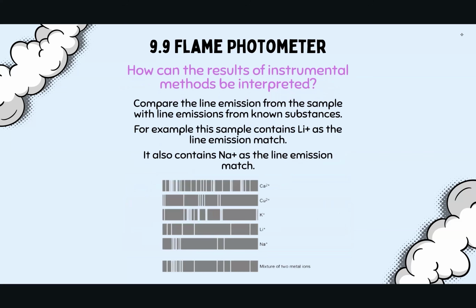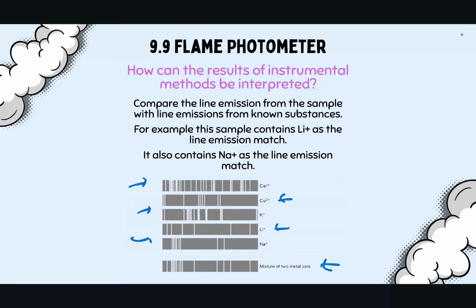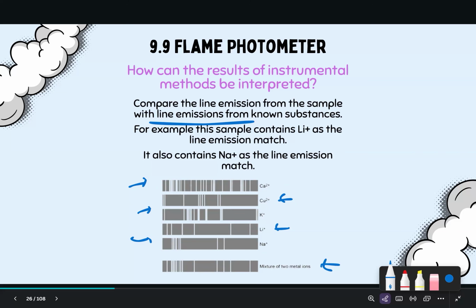So this is what the line emissions look like. You can see what calcium 2 plus looks like, copper 2 plus, potassium plus, lithium plus, sodium plus, and then this is a mixture of two metals. What we need to do, looking at these line emissions, is to say, from the sample below, find out what the mixture of two metals actually is.